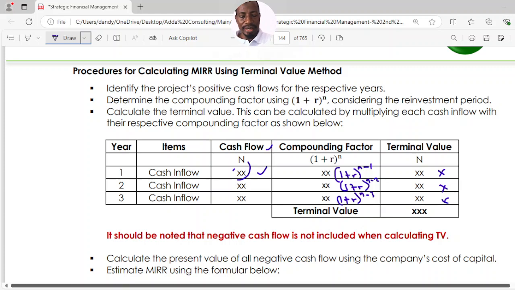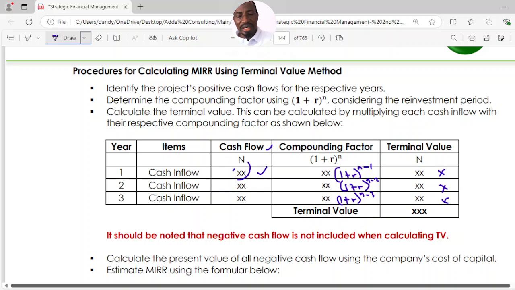Then step 2, I said you should calculate the present value of all the cash outflows. Calculate the present value of negative cash flows using the company's cost of capital. At times, the examiner may give you the company cost of capital and the reinvestment rate. So when you are calculating the terminal value, where you are given the cost of capital and the reinvestment rate, please use the reinvestment rate for the positive cash flows. However, when you want to calculate the present value of the negative cash flows, use the company cost of capital, because you are not reinvesting it.